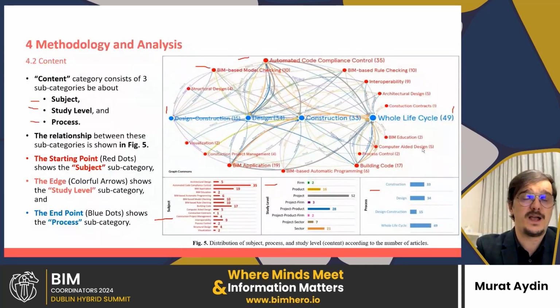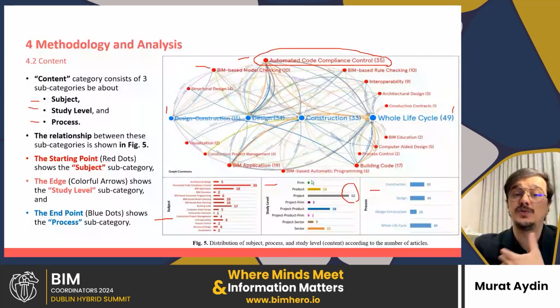As shown in figure 5, most articles are based on automated code compliance checking. And most articles are discussed at the project level. And the articles are directed to the whole life cycle.